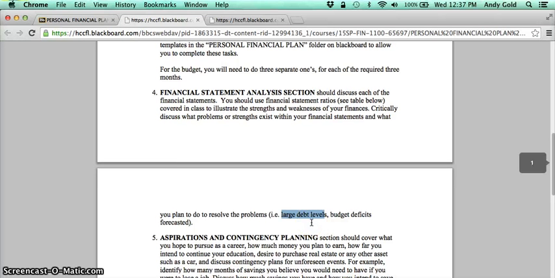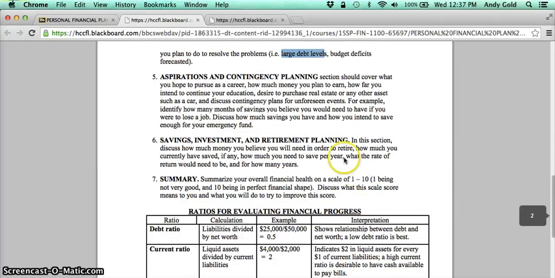After you've analyzed your financial documents, you'll then go into this section here, 5, which is aspirations and contingency planning. And in this section, you'll talk about things like what type of career do you want to have? How much education do you want to pursue? If you have a career in place right now, are you pleased with that career? And if not, what's your plan for altering or changing that career path? Do you own real estate? Do you want to own real estate? And what's your plan for doing that?